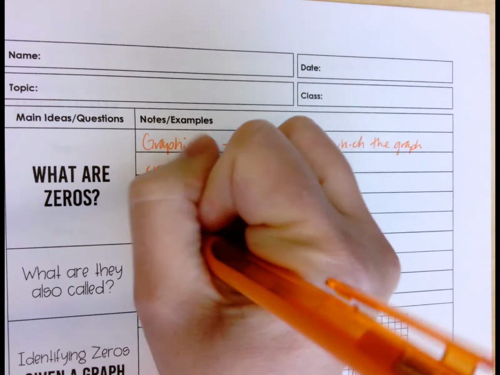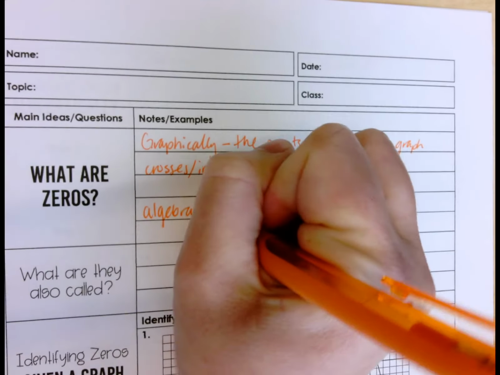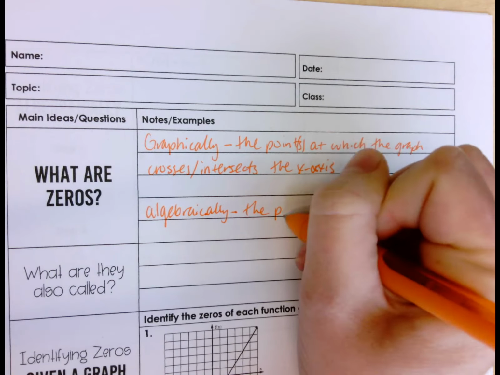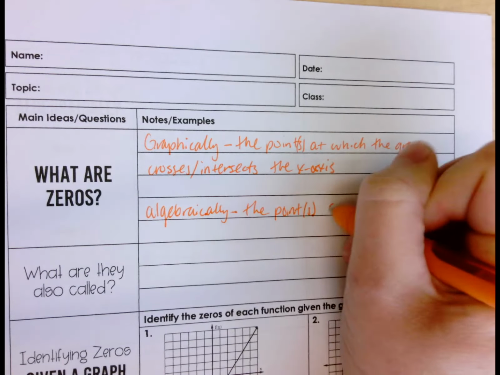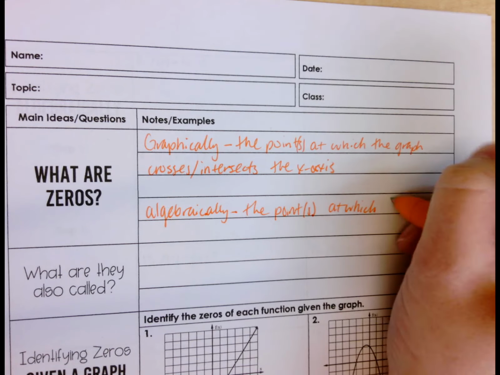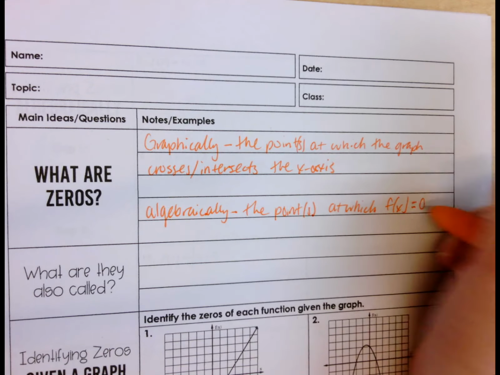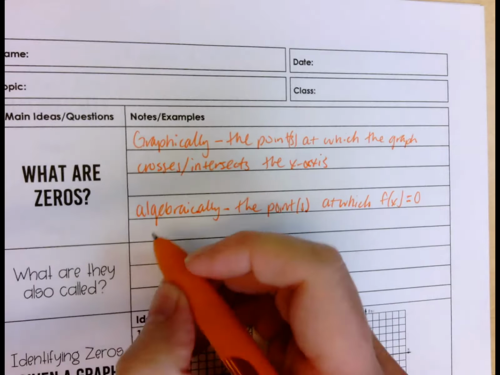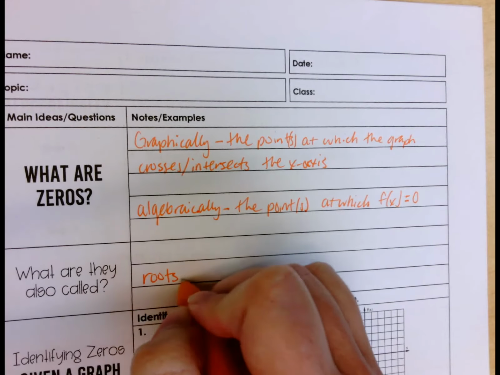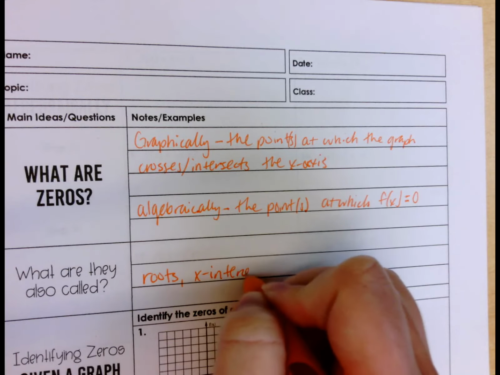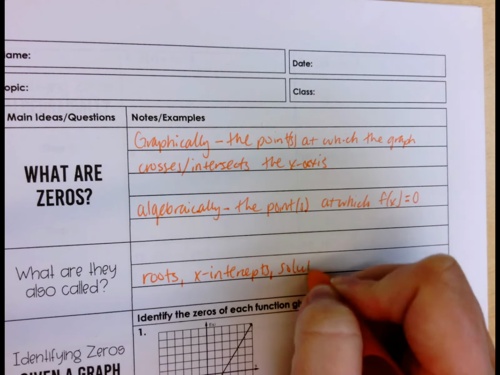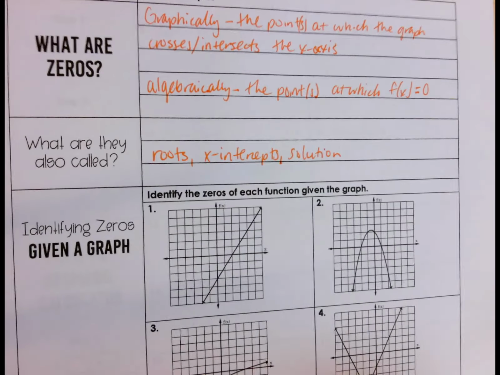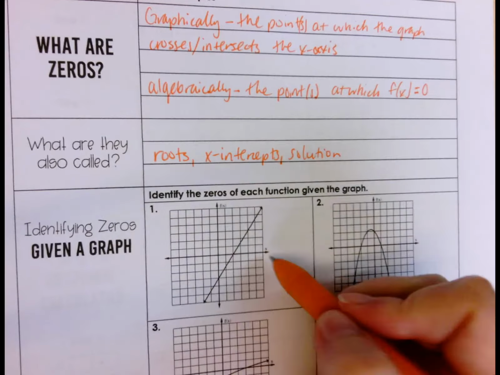So algebraically, okay, meaning mathematically, it's the point or points at which f of x is equal to 0, okay, or where y is equal to 0. All right, other names for them, remember they can be called roots, they could be called x-intercepts, or it could be called a solution. Okay, and so basically when we're looking at a graph, we find the zeros by finding where they cross the x-axis.